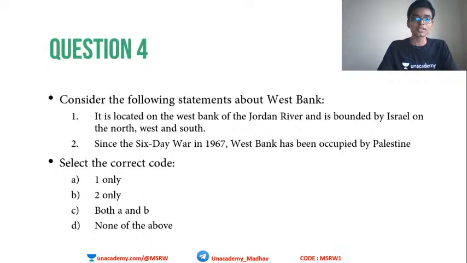4. Consider the following statements about West Bank. 1. It is located on the west bank of Jordan River and is bounded by Israel on the north, west, and south. 2. Since the Six-Day War in 1967, West Bank has been occupied by Palestine. Select the correct code. Question 4.